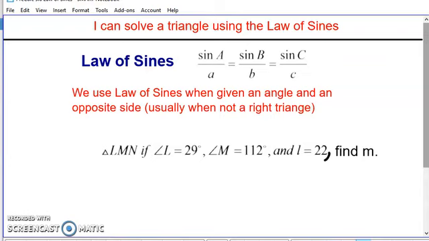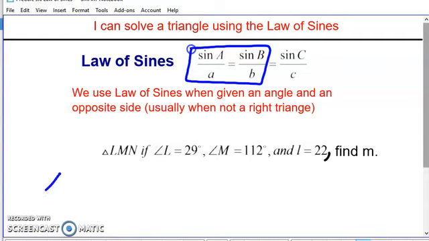Okay, so law of sines is just a ratio. Pardon me, it's a proportion. We use three ratios here. Usually we just do two at a time. It's just angle over opposite side equals angle over opposite side. But all three of those ratios are equal. So we use it when we're given an angle and an opposite side, and usually when it's not a right triangle, because we already know how to solve those.